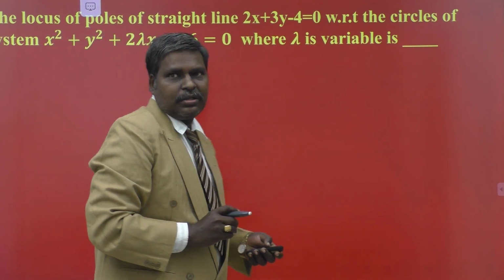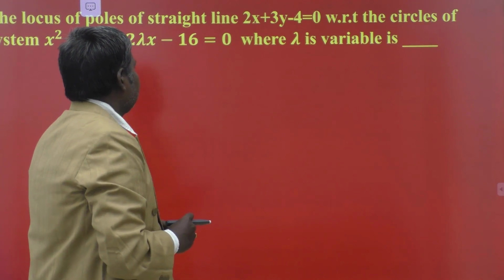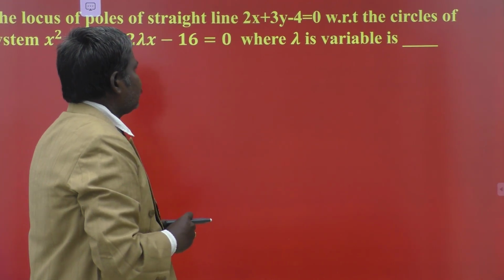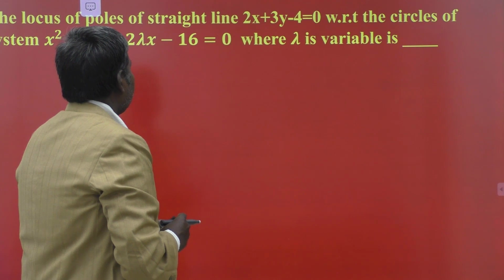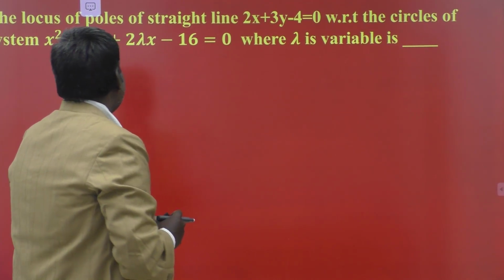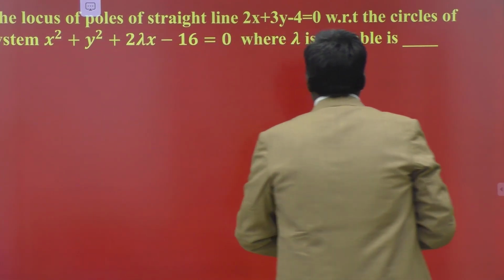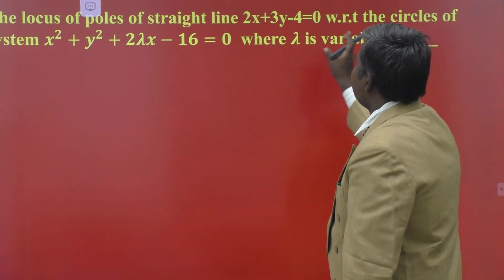See, this is the question. Locus of poles of the straight line 2x plus 3y minus 4 equal to 0 with respect to the circles, that is the system of circles x square plus y square plus 2 lambda x minus 16 equal to 0, where lambda is variable. Locus of poles of straight line.